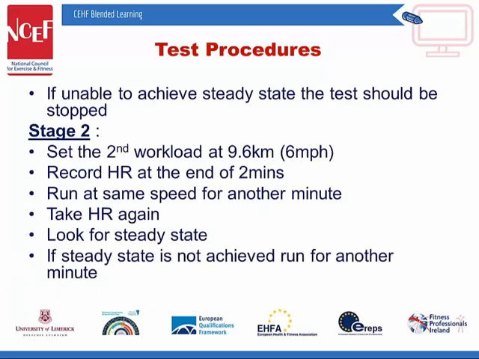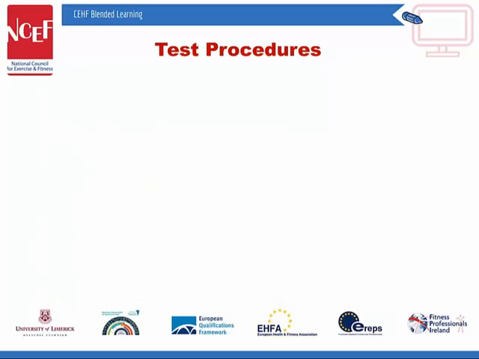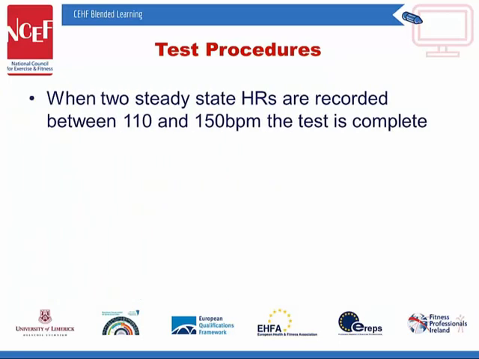And if steady state is not achieved, run for another minute and see if you can get it then. If unable to achieve steady state, stop the test. If steady state has been achieved, then record and the test is complete. But the 2 steady state heart rates must be between 110 and 150 beats per minute for the test to be valid. Cool down the client.